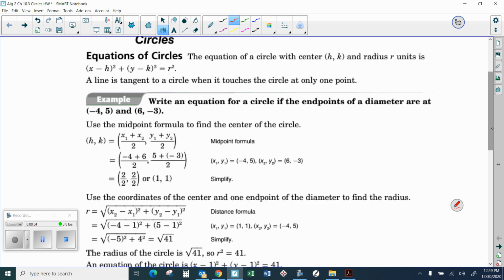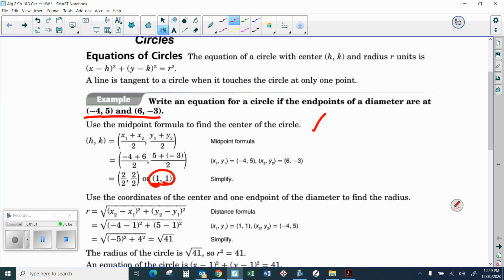Our writing equation for the circle, the endpoints of the diameter are at these 2 points. Well, to get the center, we've got to take the midpoint formula. You did this in geometry. Add the x's divided by 2. We just did midpoint formula, lesson 1 of this chapter. So 6 minus 4 is 2, divided by 2 is 1. And 5 minus 3 is 2, divided by 2 is 1. Okay, so (1, 1) is my center.